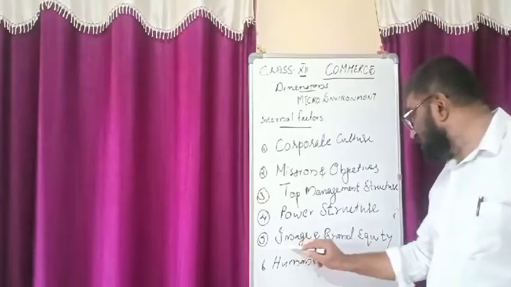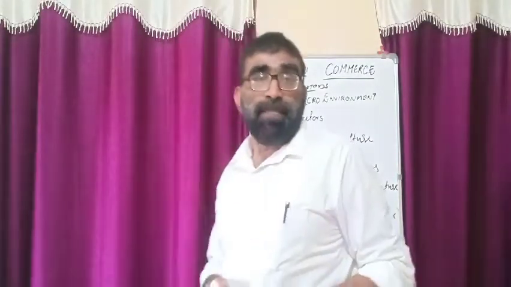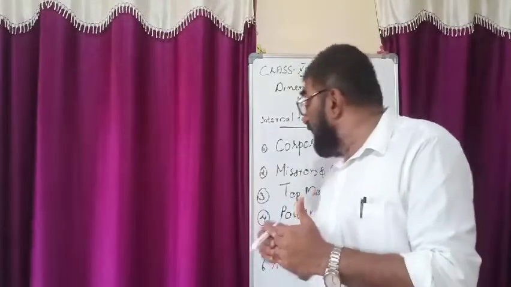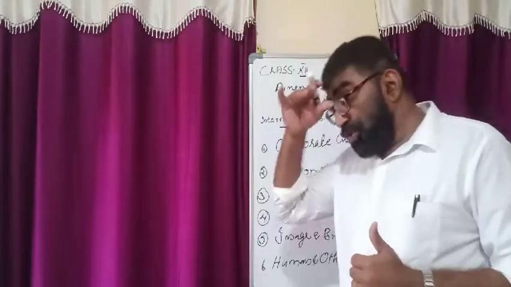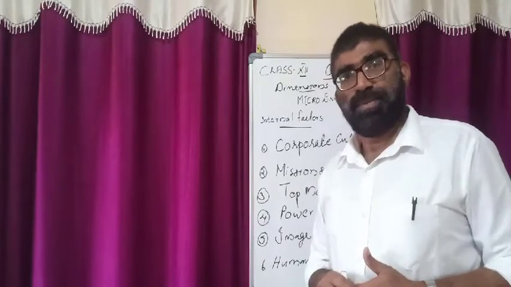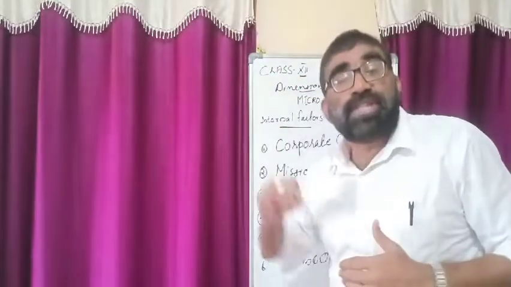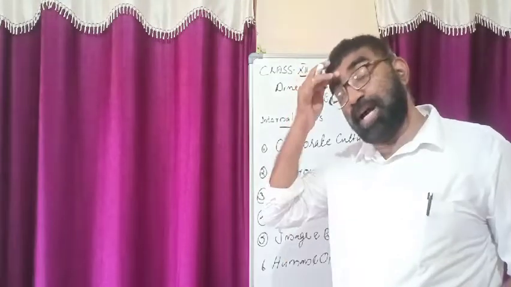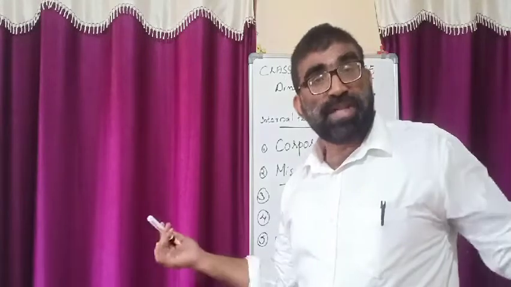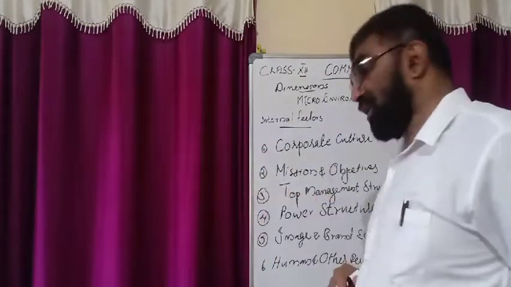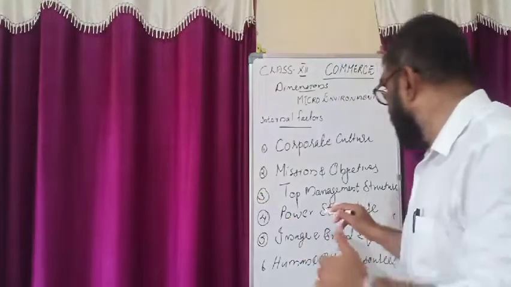Then another one, image and brand equity. The company's image, company's name and brand equity play a significant role in forming alliances with other companies, choosing dealers and suppliers, entering into a foreign market or launching a new product, or forming relations with financial companies. This image and brand equity is an important thing. This is very important. Named companies are called for these things.